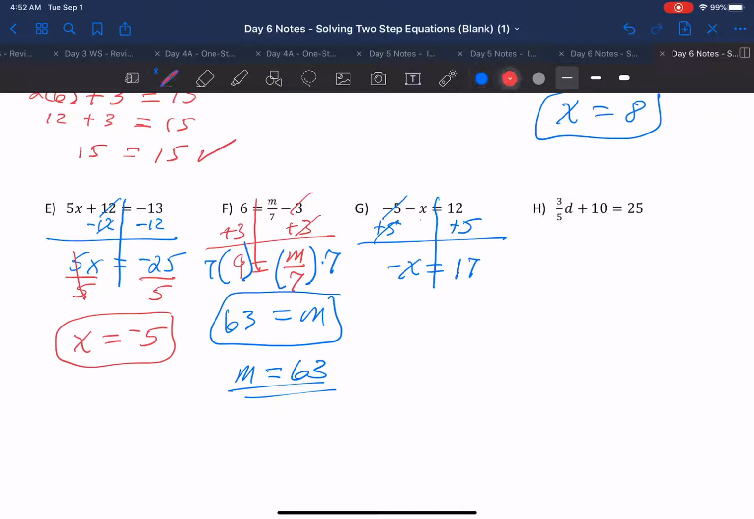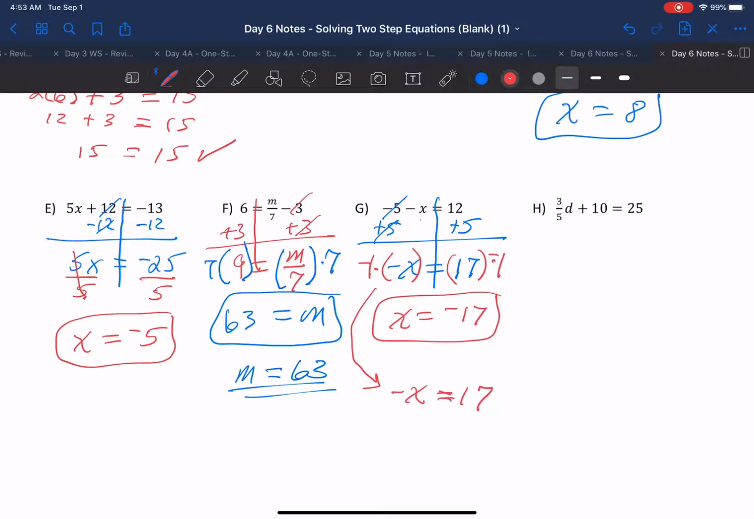Okay. Now, remember what we did in our previous example when we had a negative x? What did we do? We multiplied both sides by negative 1. Okay? You can also divide both sides by negative 1. So, negative times a negative is a positive. Positive times a negative is a negative. So whenever you get something like we had right here, where it says negative x equals 17, another way you can think of this is the opposite of x is 17. So that means x must be negative 17. You just need to sort that out in your own head, okay?